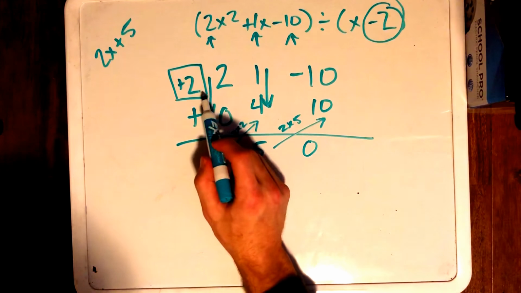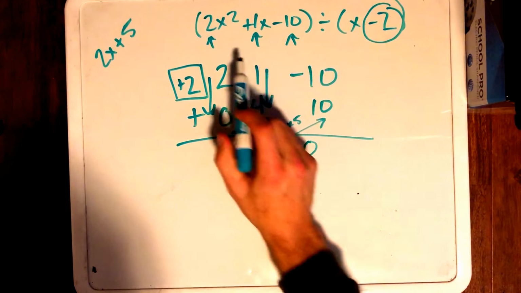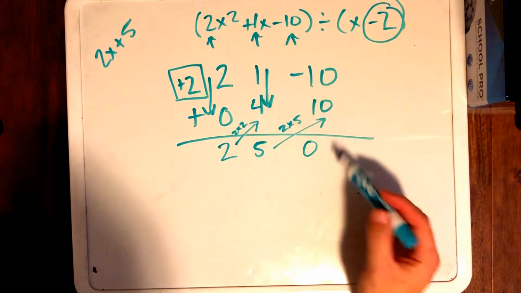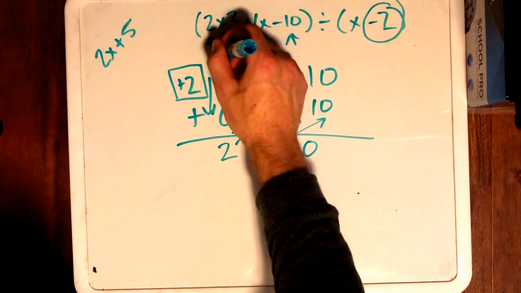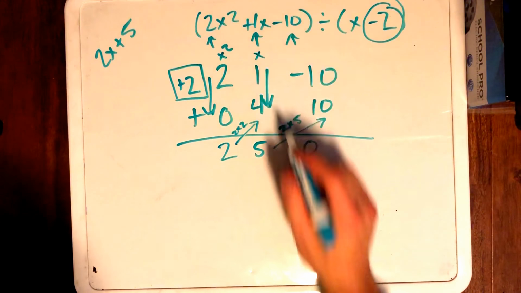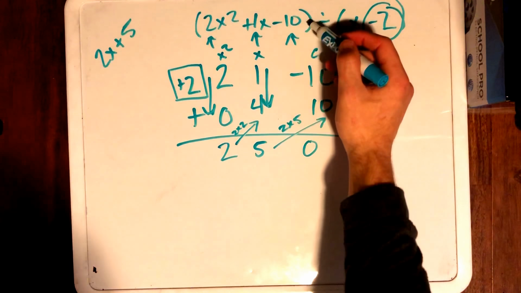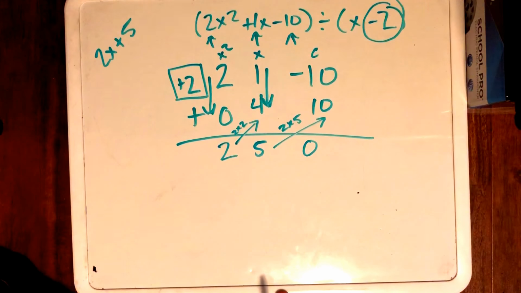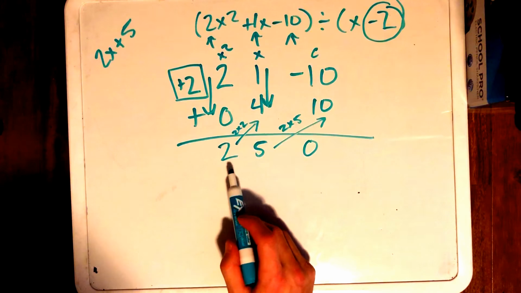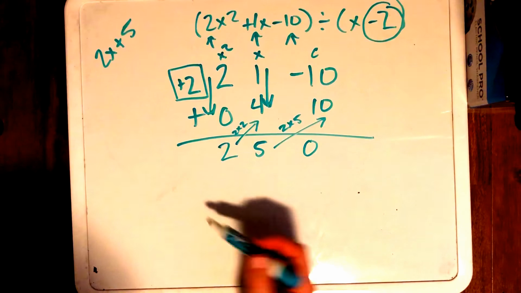When we set up this top row, this was our number that came from our divisor, and these three numbers came from the coefficients of each term: positive 2, positive 1, and a negative 10. Our positive 2 came from our x squared term, our positive 1 came from our x term, and our negative 10 came from our constant term, or our term that doesn't have an x on it, okay? Now down here, this 2, this 5, and this 0, this is our answer. If you remember, our answer when we did long division was 2x plus 5.